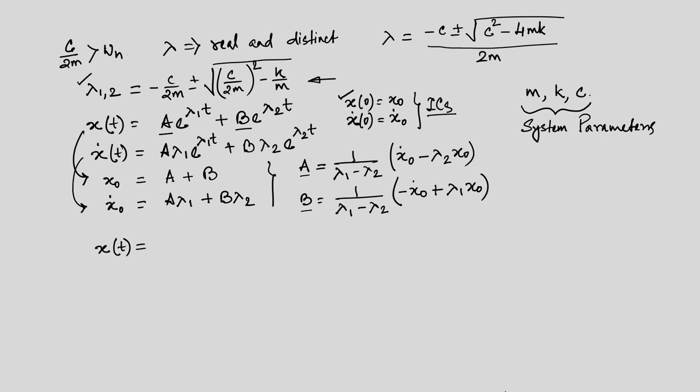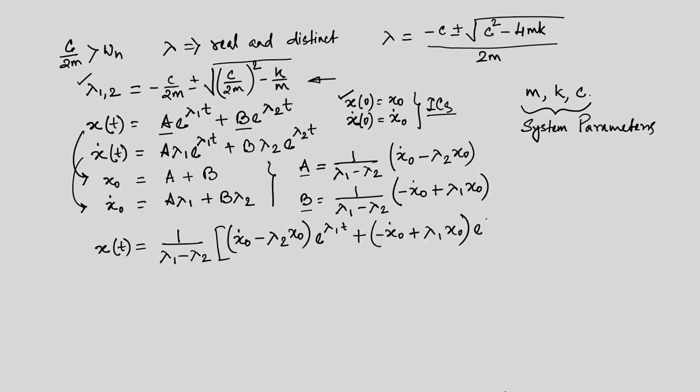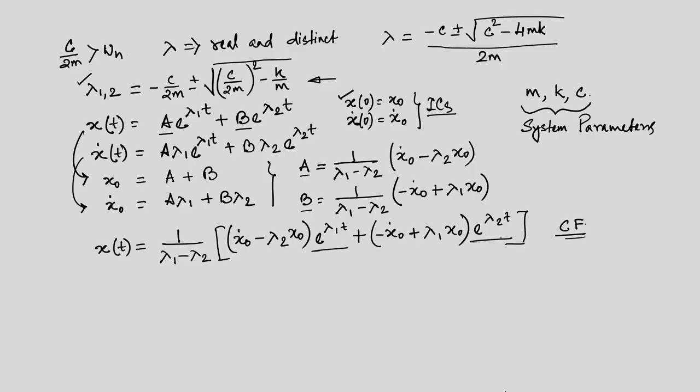Recall, this is the complementary function, that is, it is the solution corresponding to the homogeneous part of the differential equation. That means the right hand side of the equation is 0. So, we have 1 by lambda 1 minus lambda 2 and then within bracket, so that is the complementary function we have for the damped free vibration case. Now, if you look at the right hand side, we have two exponentials, e to the power lambda 1 t and e to the power lambda 2 t, and we have the coefficients based on the initial conditions that we define, that means x naught and x naught dot.